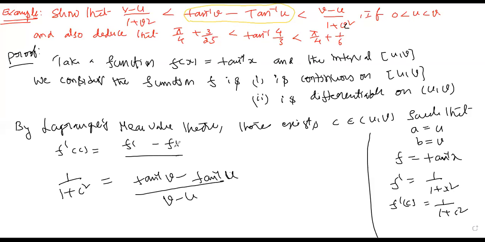I will go to the next page. This is f of v. This is f of u. This is v minus u. Now I will go to the next page. See, my dear students, where is c here? c is between u and v. c belongs to the interval u comma v, which means c is between u and v. This is the meaning of this. So now I will use this.